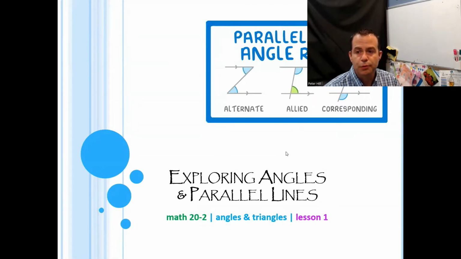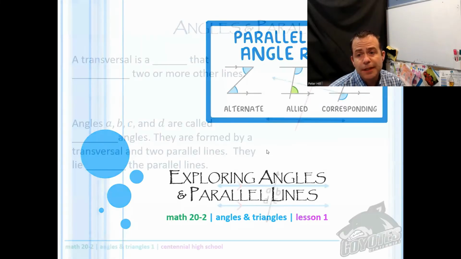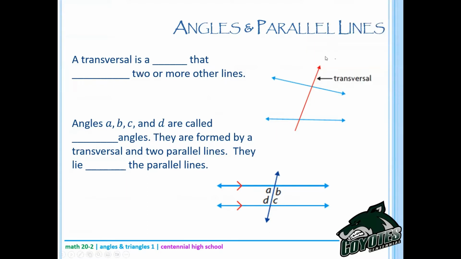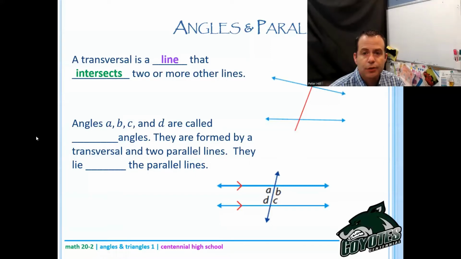So let's go through. There is going to be some vocabulary that you have to figure out here. So make sure you're taking your time to learn the vocabulary because when you're doing a quiz or a test, you want to be able to speak the right vocabulary. A lot of this is a communication piece, okay? A transversal, that's this red line right here. The transversal is the line that intersects. Intersects just means goes through, okay? Two or more lines. So it's a line that goes through two or more lines.